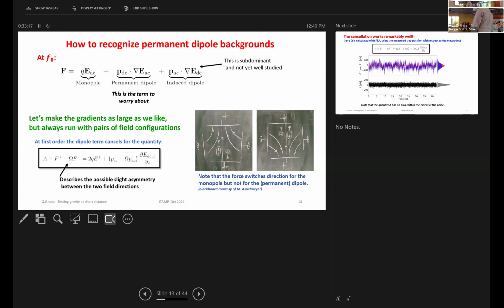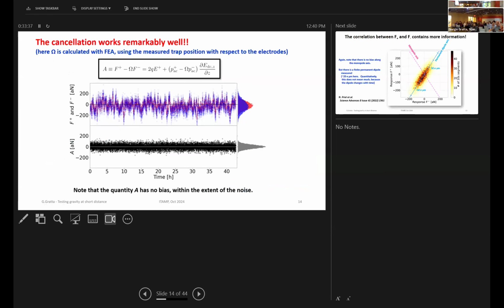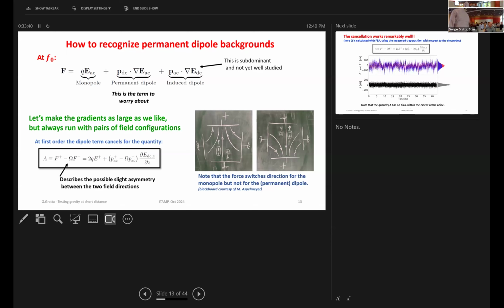And you see, when you reverse the gradient and the field, your dipole will want to go this way, and with the reverse case will also want to go this way. But the monopole will actually change direction. So you're measuring 2 forces: the force on the microsphere with the field in one direction and the force with the field in the other direction. You call those F plus and F minus. There is a little geometrical correction because the trap is not exactly symmetric, but you can calculate that with an FEA, and that's some sort of correction.